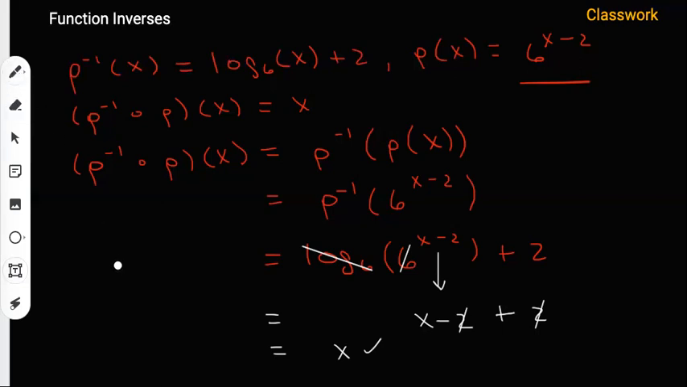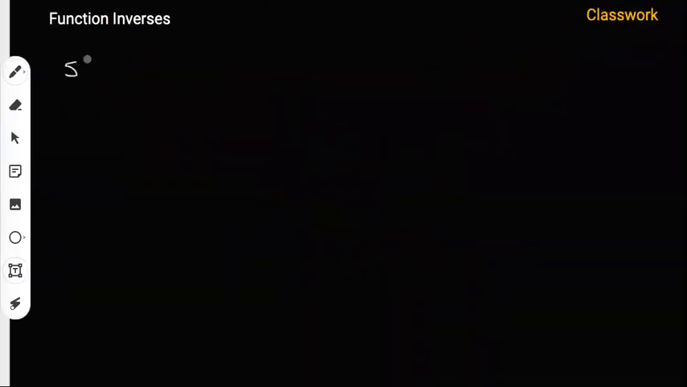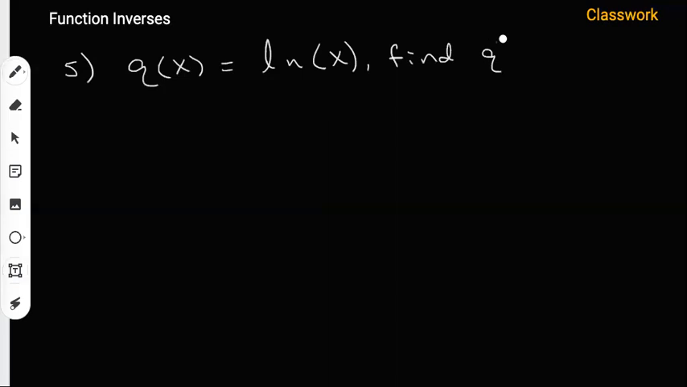Okay? All right, so the last one is going to be number 5. Q of x is equal to the natural log of x. So first of all, I want to find the inverse of the natural logarithm. And the inverse of a logarithm is always going to be an exponential function. So it's going to be some number raised to the power of x, right? So a to the x power. We just need to know what that a is.